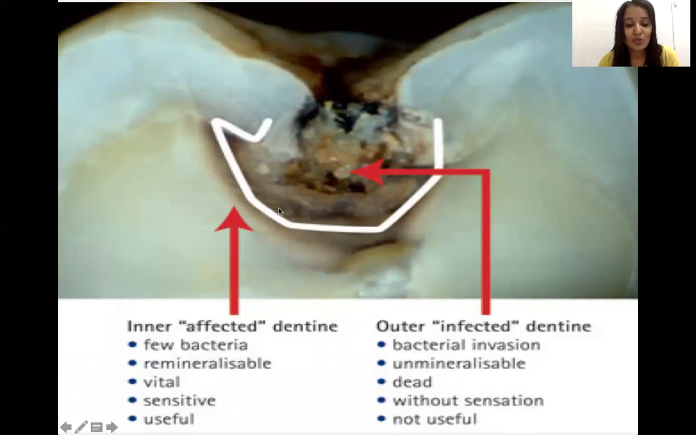This is the difference between infected and affected dentin. Infected dentin is the outer, superficial layer, which is confirmed to have bacterial invasion, is unremineralizable, and is dead tissue without sensation, which is not useful to us. The inner affected dentin has fewer bacteria, is remineralizable, vital and sensitive, which is very useful to us. So we remove the outer infected dentin and retain the inner affected dentin.